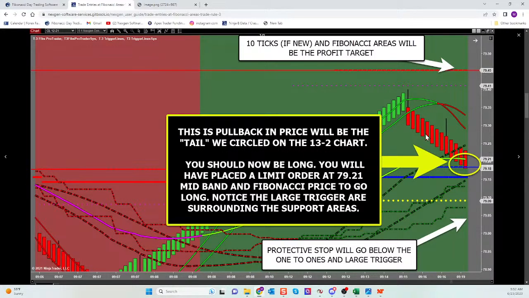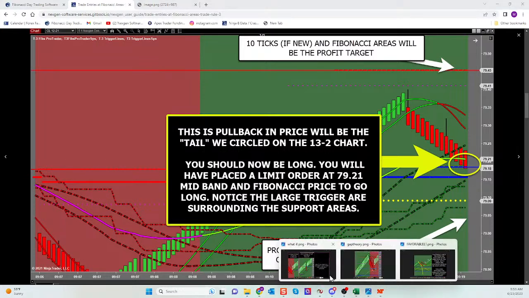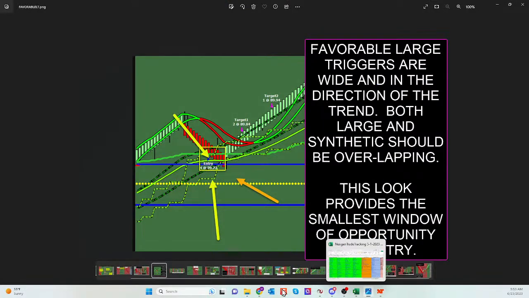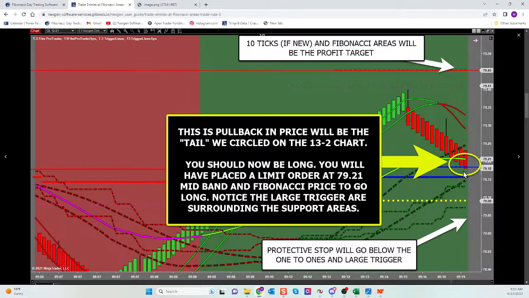And if it does, if it retraces that little pullback counter to the underlying trend, if it retraces to that highest point of support inside of those favorable large triggers, guys, you're in a long trade. You're in a long trade with the advantage of momentum. You're in a long trade with the advantage of a clear path, and you're in a long trade with the advantage of having entered the area where the market is most likely to continue.